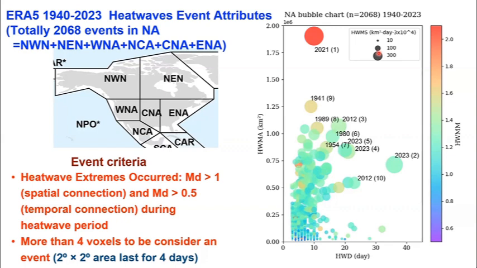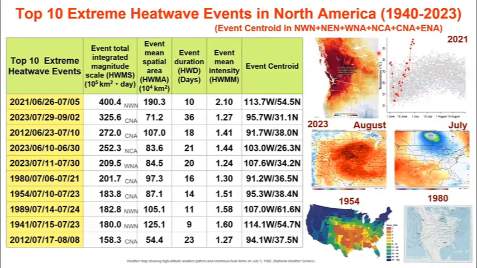There are 3 events, but the other 2 are way down. How did you decide which is number 1? This number is a magnitude scale that I define. You just accumulate all these daily magnitudes for the whole volume, for the whole 3D object, for all the voxels that you identify as extreme occurrences. So this is the top 10 in the list.